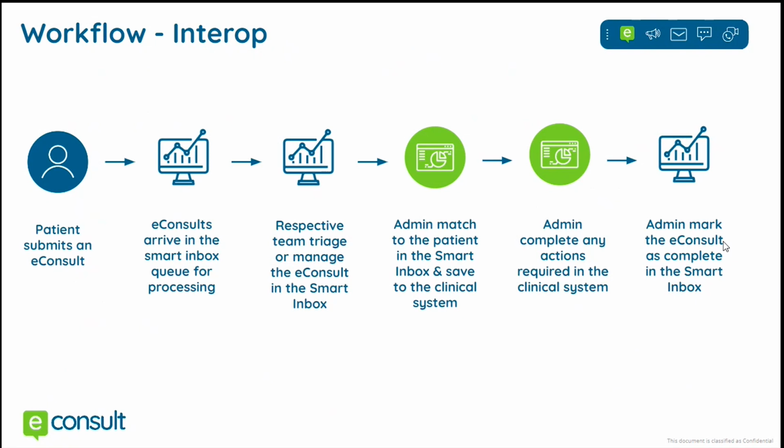Here we have a workflow example showing you using Interop. So initially the patient will submit an eConsult, and then the eConsult will arrive into your Smart Inbox queue for processing. The respective team will triage or manage the eConsult within the Smart Inbox, and then the admin team will be able to match the patient within the Smart Inbox and save it to the clinical system. And then your admin team will be able to complete any actions required within the clinical system. And then at that point, the admin will be able to mark the eConsult as complete within your Smart Inbox.